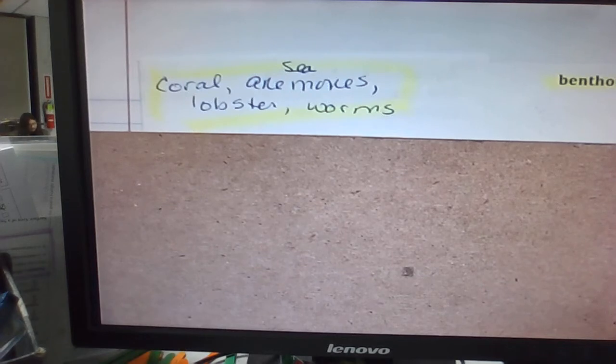Yep, grab yourself a highlighter, highlight the term benthos. Box in the examples of benthos so that we know that they go together.